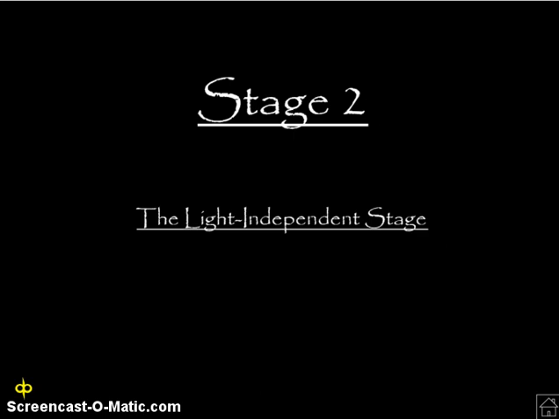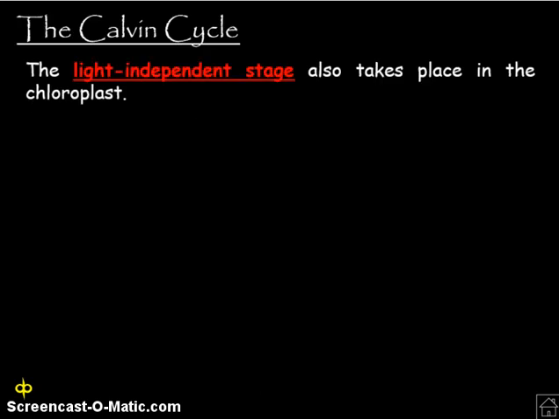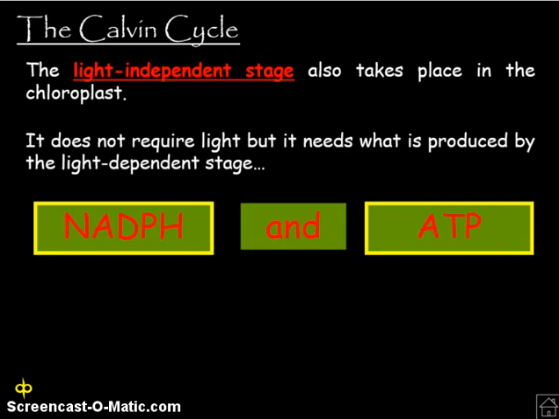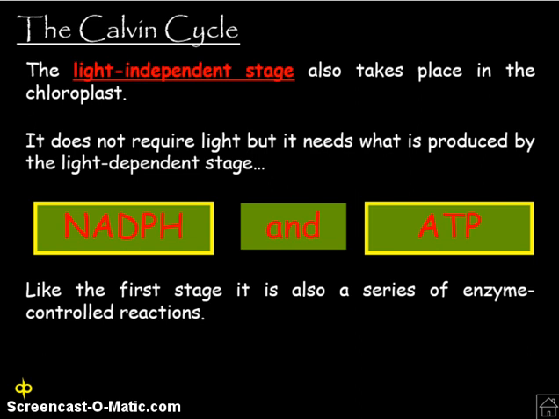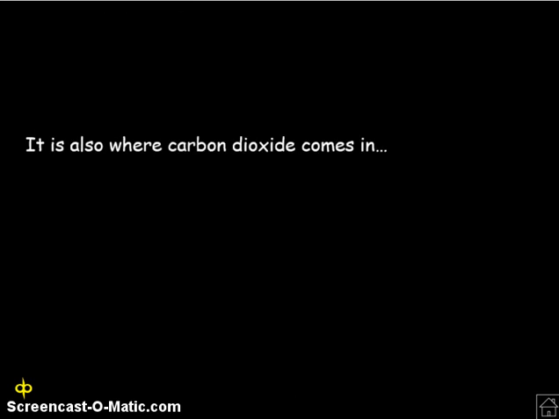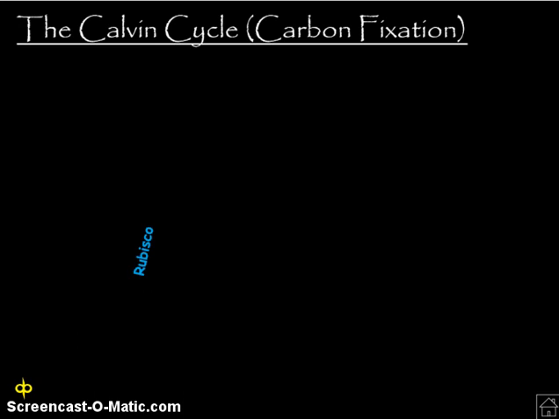So we come to stage two, the light-independent stage. The light-independent stage also takes place in the chloroplast. It does not require light, but it needs what is produced by the light-dependent stage, which is the NADPH and ATP. Like the first stage, it is also a series of enzyme-controlled reactions, and it forms a cycle called the Calvin cycle. It's also where carbon dioxide is used and where sugar is produced.